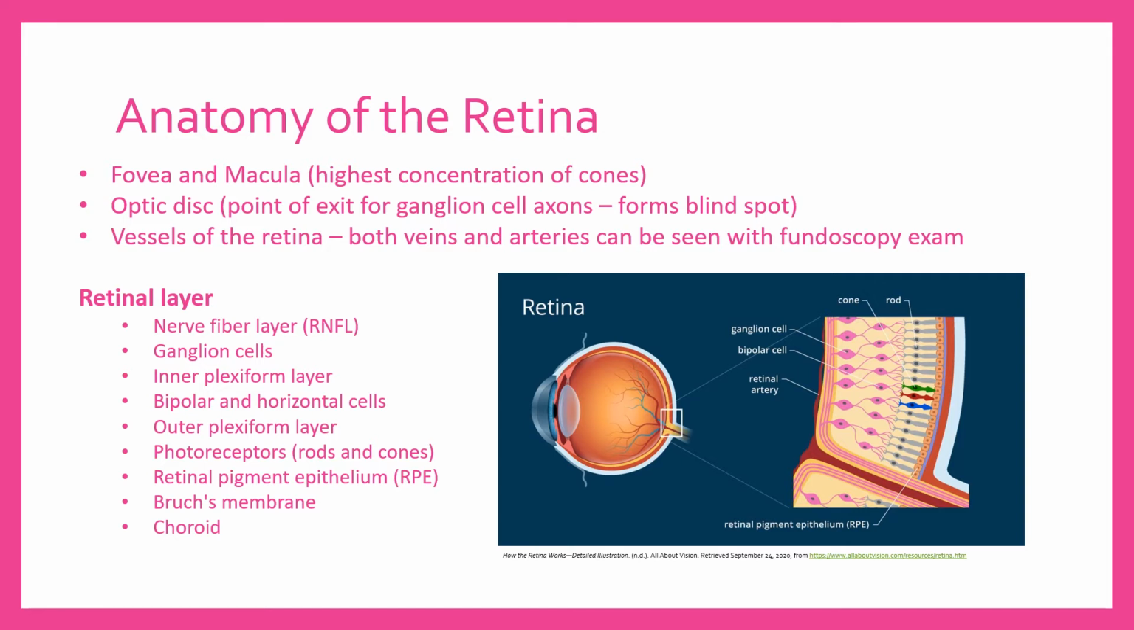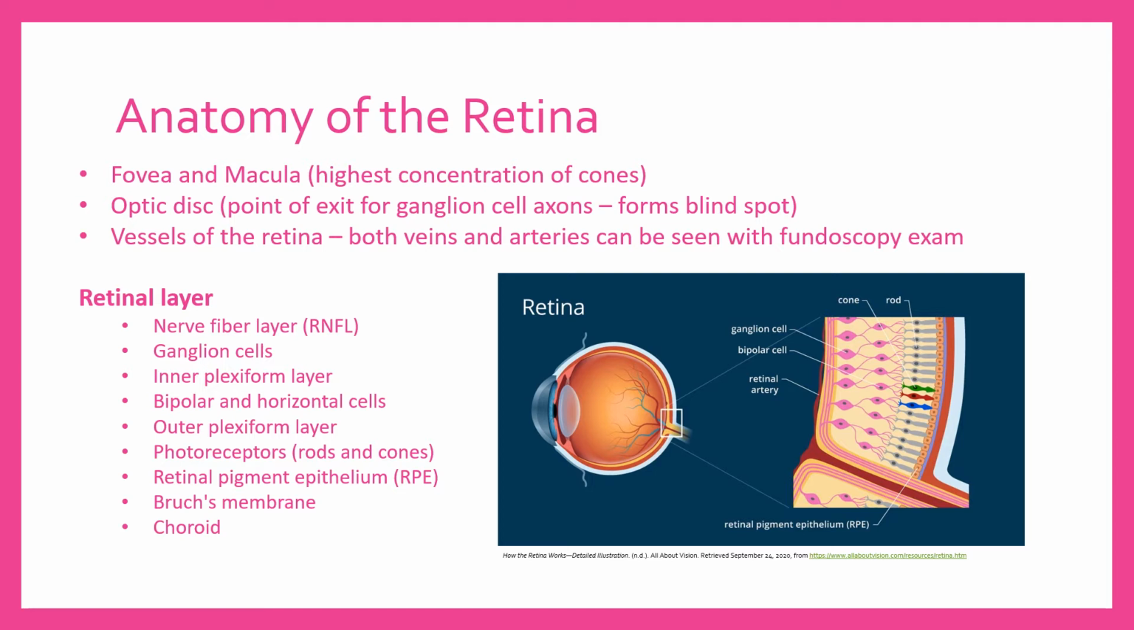And within the retina, if we face it straight on, there are different parts. You can see the vessels of the retina, and both the veins and the arteries can be seen if you use fundoscopy to examine the patient. There are also the fovea and the macula. The fovea is where the light focuses when you're looking at something. This takes in information for your central vision, and this is lined with around 4,000 cones and no rods.